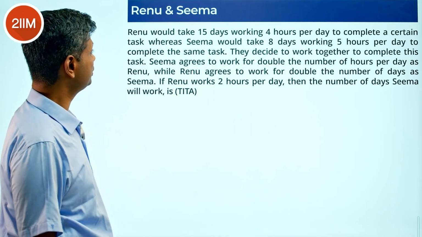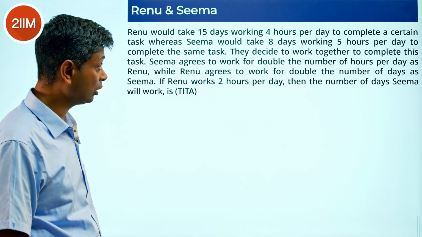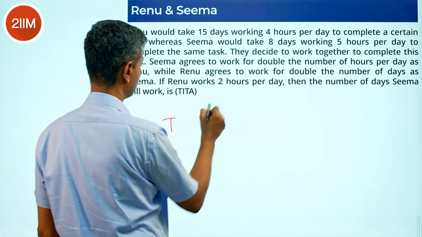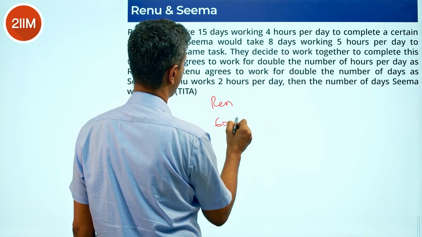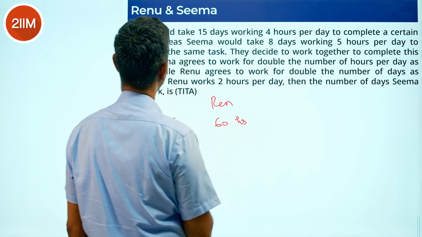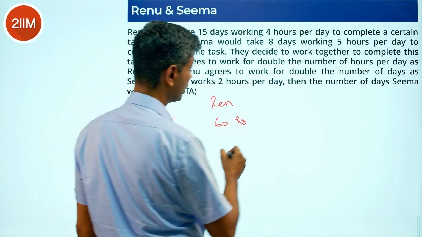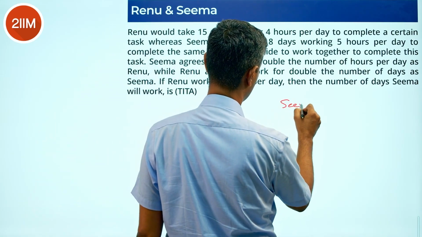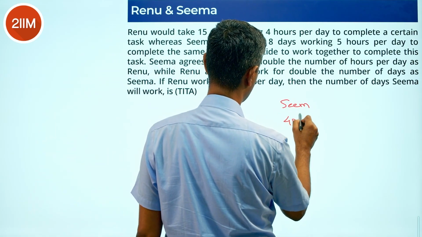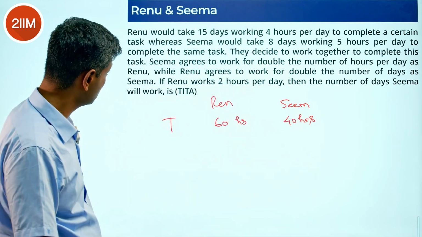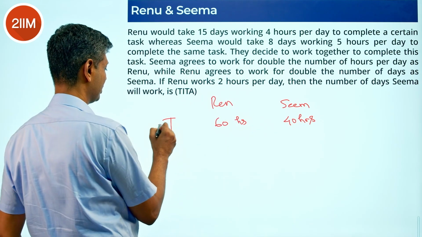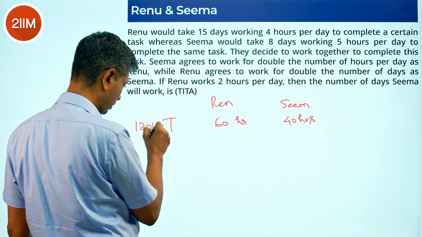Renu would take 15 days working 4 hours per day to complete a certain task. Renu takes 60 hours. Seema would take 8 hours working 5 hours per day. Seema would take 40 hours to complete this task. So I'm going to define this task as 120k.